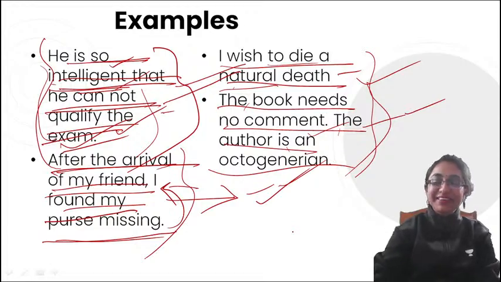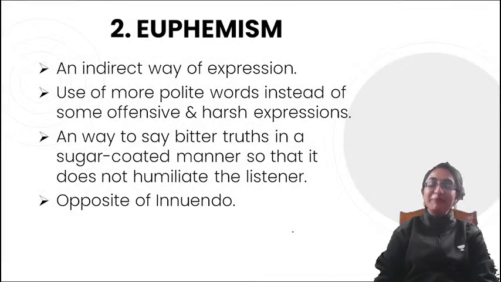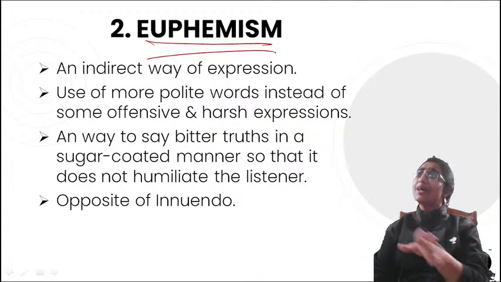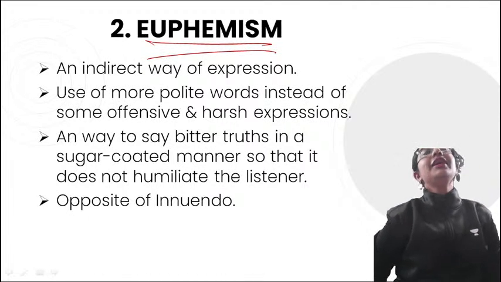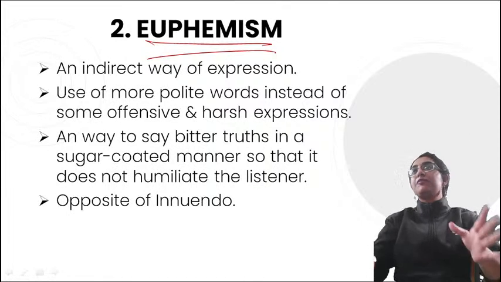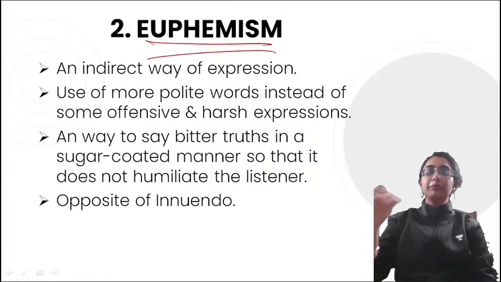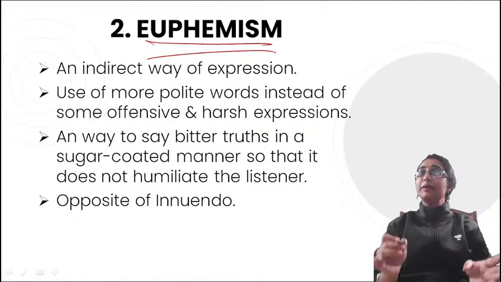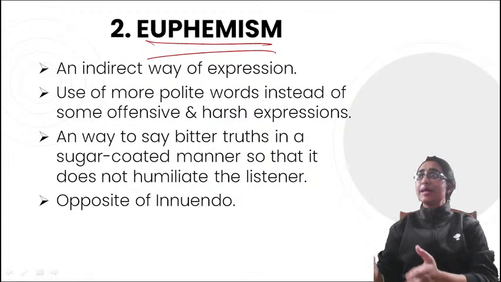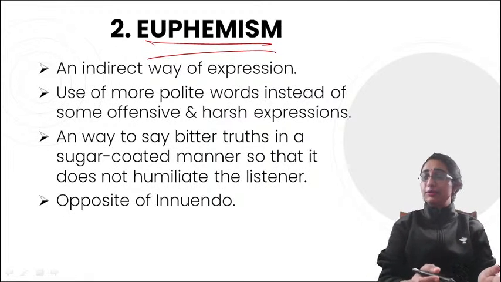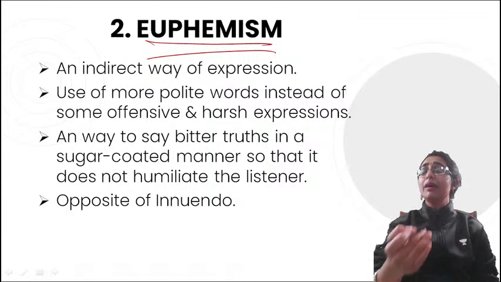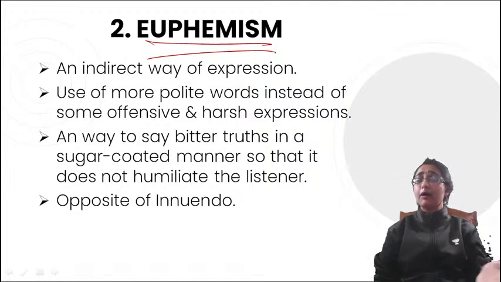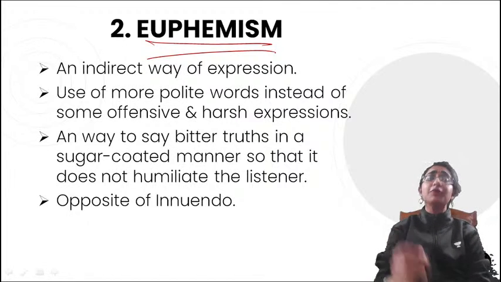Very good, Usha. So now, the next important figure of speech is euphemism. This is just the opposite of innuendo. Actually, innuendo is spoken by some straightforward persons who can say anything to anybody. But there are some persons who try to say bad things in a very good way, so that the person whom I am saying this to will not be so disheartened. So the opposite figure of speech of innuendo is euphemism.